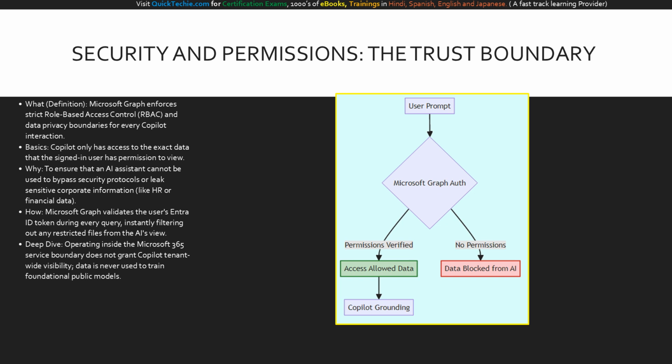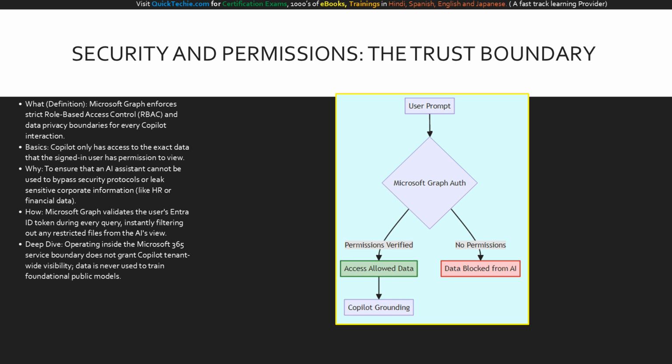How does Graph enforce this? Every time a prompt is submitted, Graph validates the user's Microsoft Entra ID token in real time, immediately filtering out restricted files so the AI never even sees them. For a deep dive, it's vital to understand that deploying Copilot inside your Microsoft 365 tenant does not grant the AI global visibility. The AI adopts the user's specific permissions. Furthermore, your data fetched by Graph is never used to train Microsoft's foundational public models.